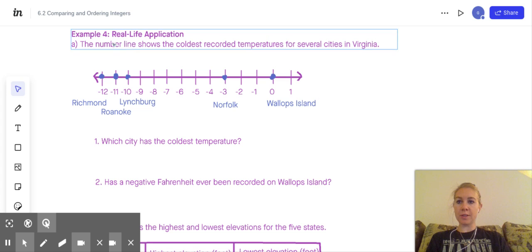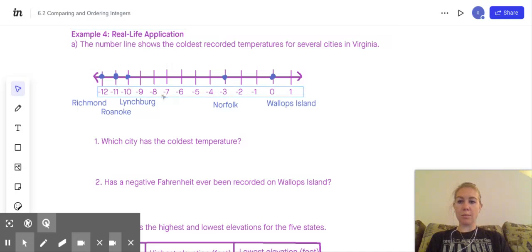Okay, let's go over example 4, which is our real life application. This is part of chapter 6, section 2, comparing and ordering integers. Problem A says the number line shows the coldest recorded temperatures for several cities in Virginia.